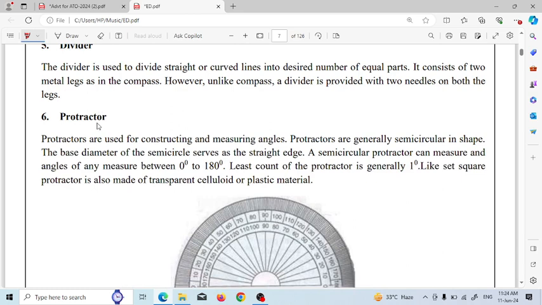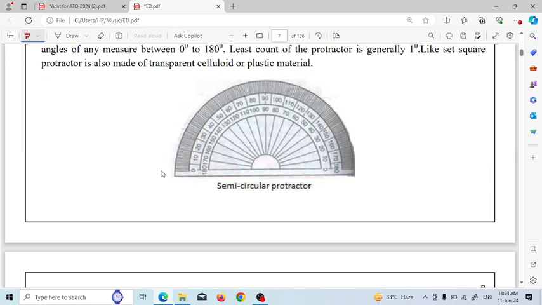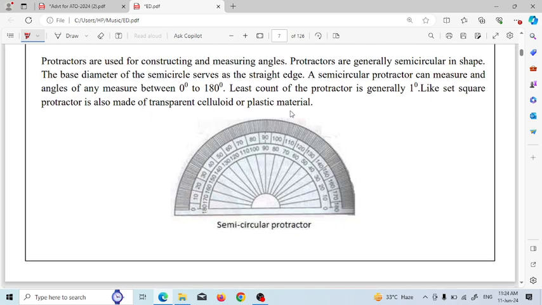And next instrument is protractor. As you know, protractor is used for measuring angles, and the angles range between 0 to 180 degree, and this is a semicircular portion. The least count of the protractor is generally 1 degree, which means the minimum angle measured by the protractor is 1 degree. It is made of a transparent plastic material.